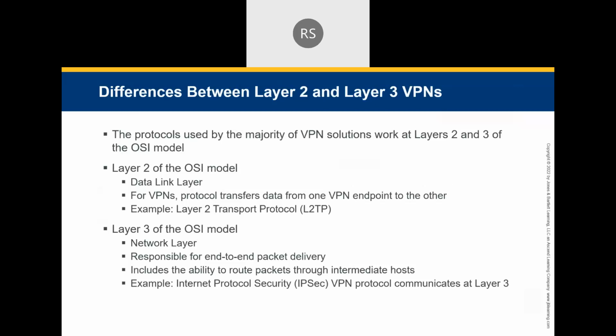Now, on the other hand, Layer 3 is the network layer. It's responsible for end-to-end packet delivery. So this layer includes functionalities such as routing packets through intermediate hosts. For instance, IPsec, the Internet Protocol Security VPN protocol, operates at Layer 3.